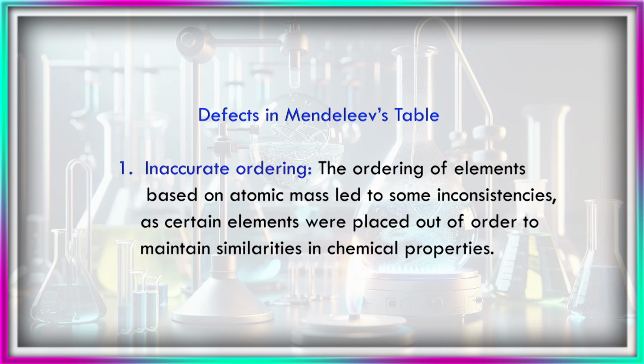Defects in Mendeleev's table. 1. Inaccurate ordering. The ordering of elements based on atomic mass led to some inconsistencies, as certain elements were placed out of order to maintain similarities in chemical properties.